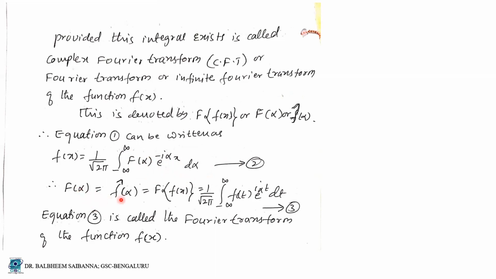F of alpha, equal to f cap alpha, is equal to 1 divided by root 2 pi, integral over the limit minus infinity to plus infinity f of t e to the power of i alpha t dt. Equation 3 is called the Fourier transform of the function f of x. Look here, this is different. It is in terms of the variable alpha. That is why here we have minus i alpha x d alpha, and here e to the power of i alpha t dt.